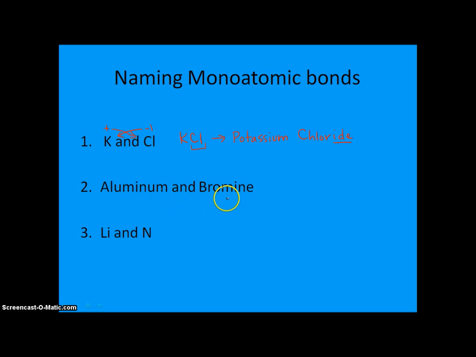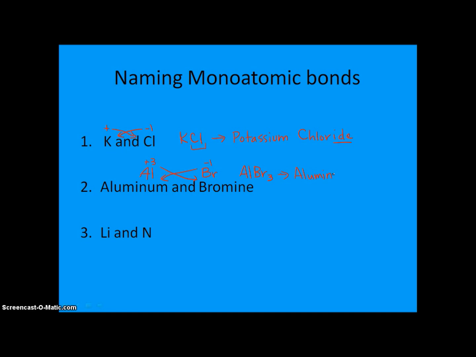Okay, aluminum and bromine. Aluminum is Al. It's in group 3, so it's going to give away 3 electrons, so it's 3 plus. Bromine is over in group 7, so it's going to want 1 electron, so it's going to be a negative 1. Crisscross. Writing out our formula will be AlBr3. Now we're looking at writing out our ionic name here. We have aluminum.